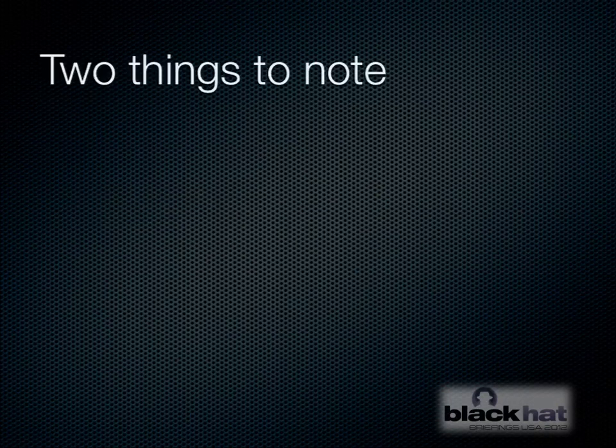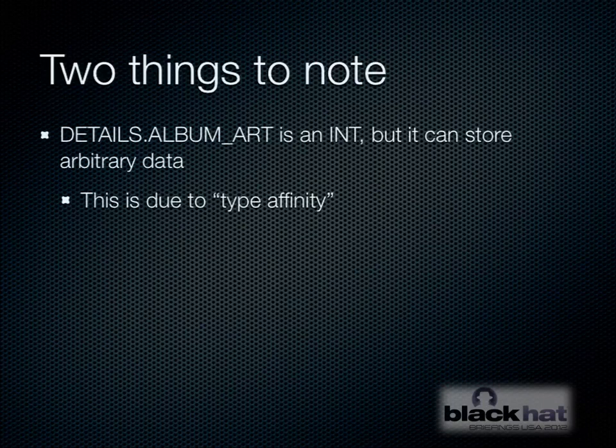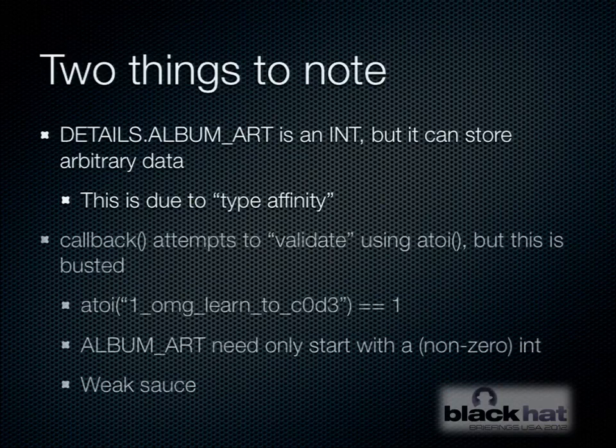And there are two things to note about that. One is, due to a feature in SQLite called type affinity, if SQLite can store the value in album art as an integer, it will. If it can't, it'll just store the raw bytes, which is awesome because that'll let us potentially store a string in the album art field. Also, callback, the vulnerable function, is attempting to validate the results of the SQL query using the A2I function. Now, if you know how A2I works, you know that all you need to do is pass it a string that starts with a number, and then everything after the number is ignored, right? So this is actually no validation at all and is pretty easy to bypass.